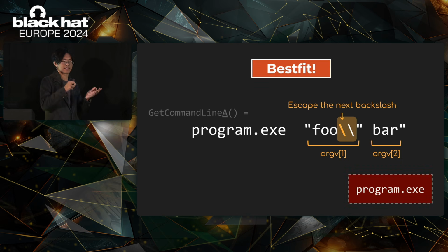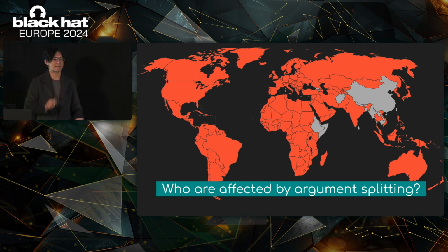But after it's thrown into the program, the yen sign will become a backslash. So now the backslash will be used to escape the following backslash. Now the argument is separated into two. So this is a real-world map to show you who is affected by the argument splitting vulnerability.